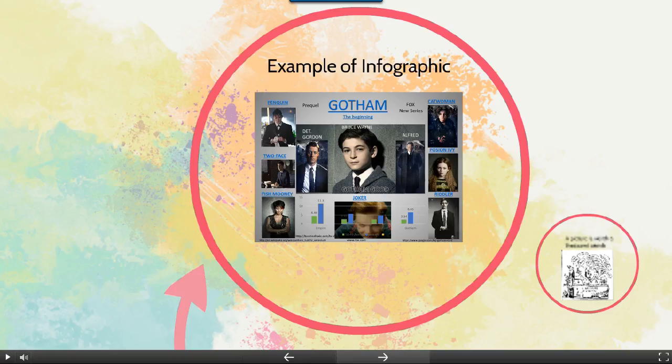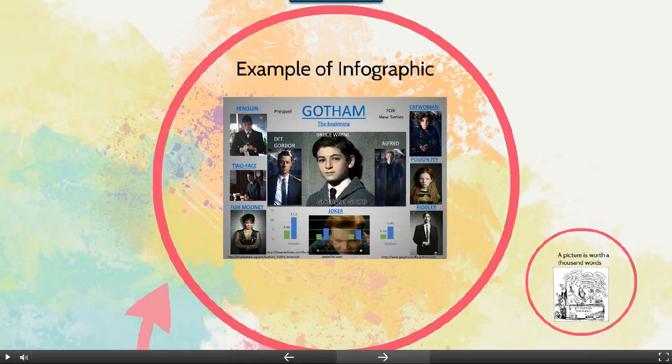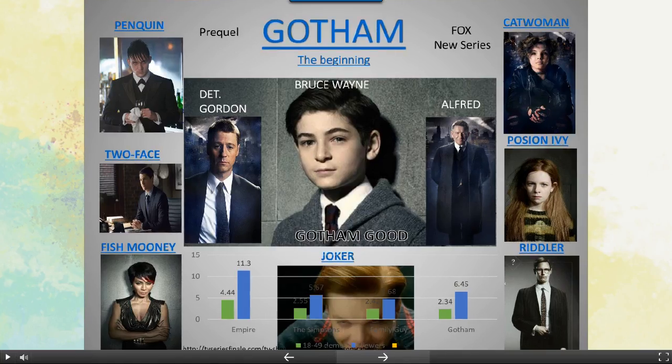This is an example of an infographic from a class I had. It was very interesting. One of my favorite TV series is Gotham. It's the beginning of Batman, and the infographic just shows the good, Detective Gordon, Bruce Wayne, Alfred, and it shows the evil on both sides. You know, it's the beginning of Batman, so I really enjoyed creating this infographic for the class.